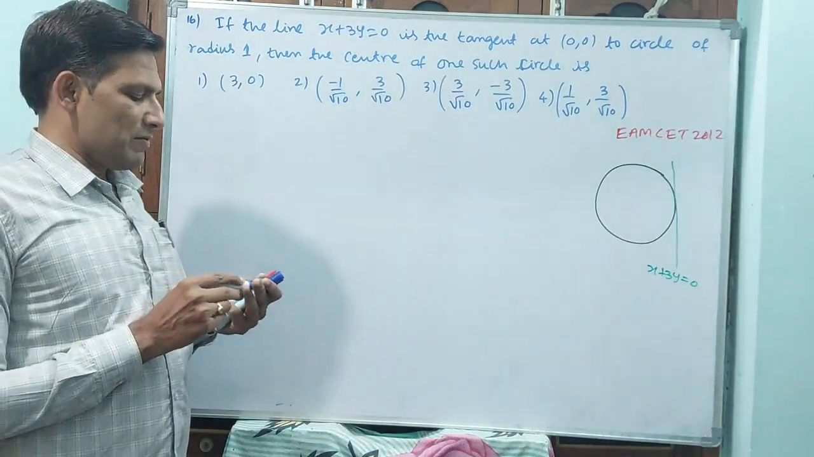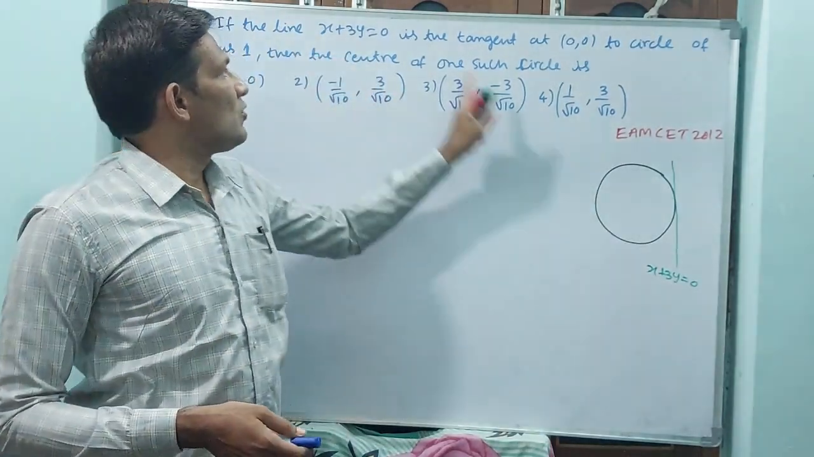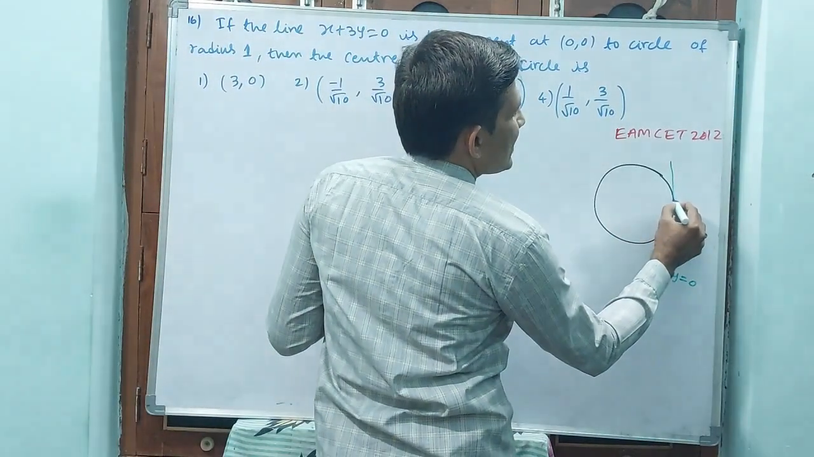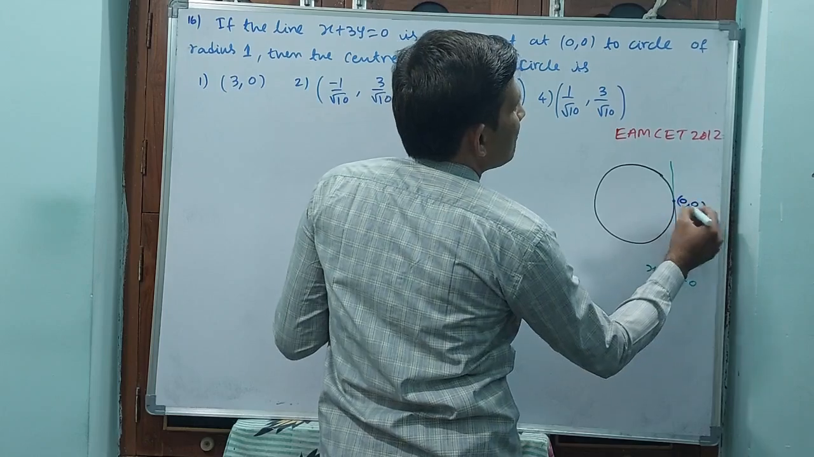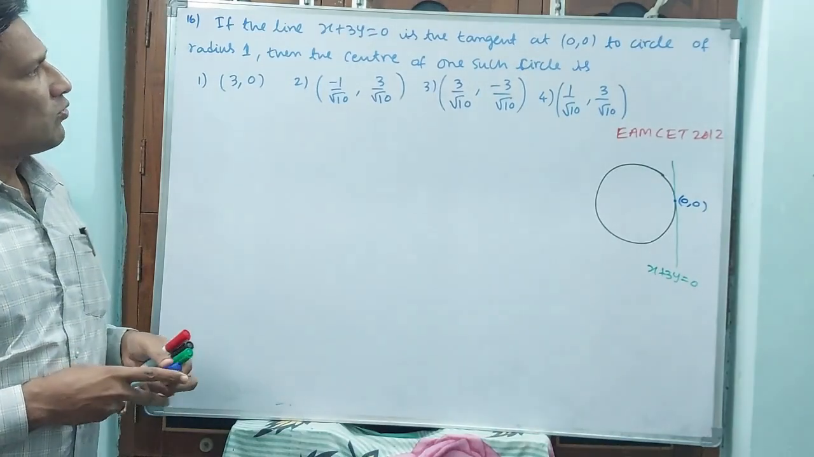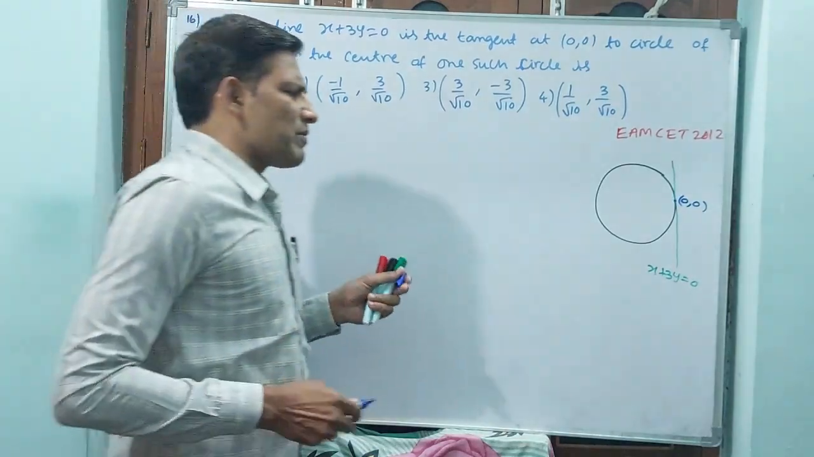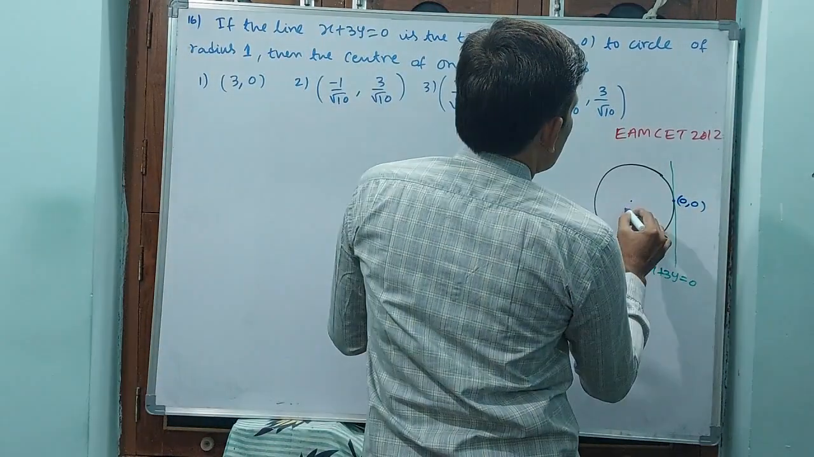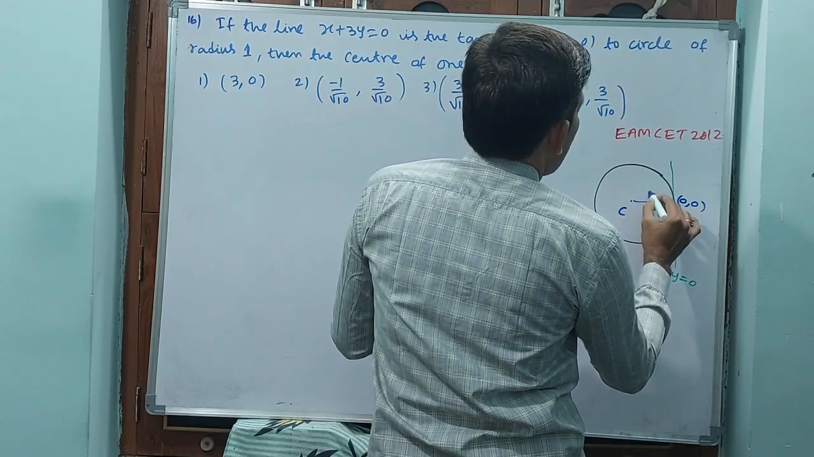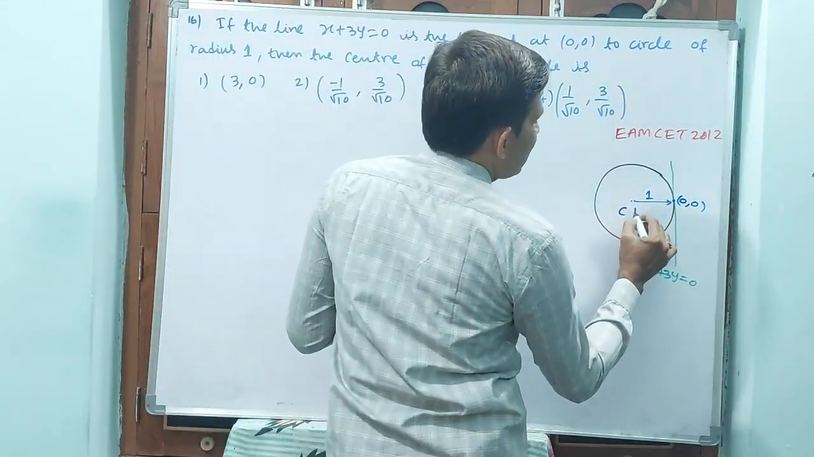Let us see what data they have given. The line x plus 3y is equal to 0 is the tangent at (0, 0). That means a point they have given. At (0, 0) means the touching point is (0, 0). That you have to keep in mind. To the circle of radius 1. Even though they have given radius 1, that is of no use or importance. Let me write: this is the center and this distance is radius 1 unit. Center, shall I take h comma k?